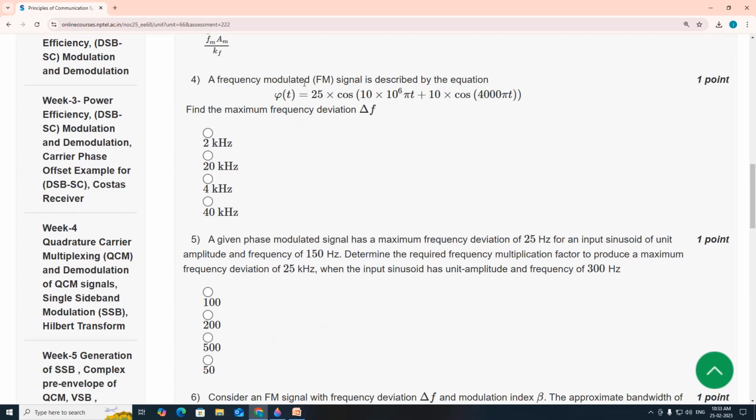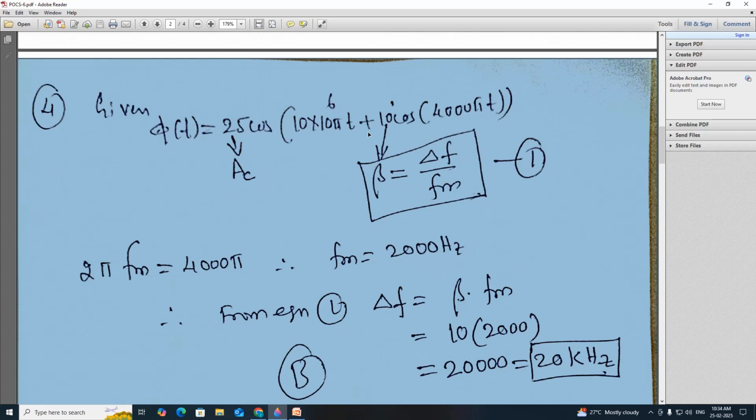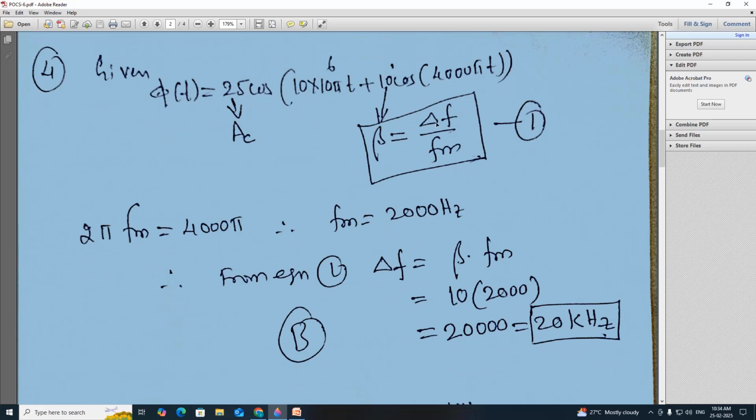A frequency modulated FM signal is described by the equation. Find the maximum frequency deviation delta f. Again a simple problem, the fourth one. This is the FM equation they have given. This 10 is the beta. We know the relationship between beta and frequency deviation delta f: beta equals delta f by fm. Let me call this equation 1. This is of course Ac, the amplitude of the carrier, and this part is the modulating signal.